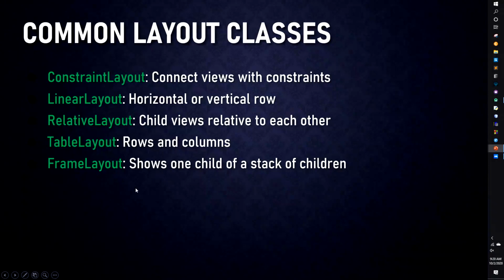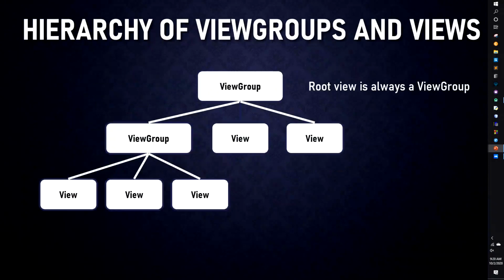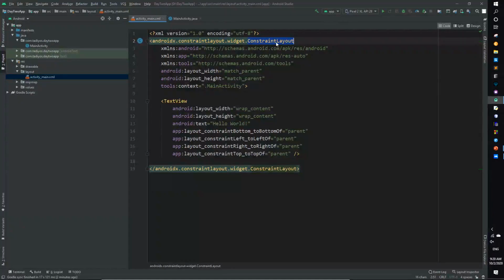Okay. So these are the hierarchy of view groups and views. We can have a view group at the very top. So always the root view should be a view group. Here, let's switch to the code. Here we use this constraint layout. So the root view should be a view group.